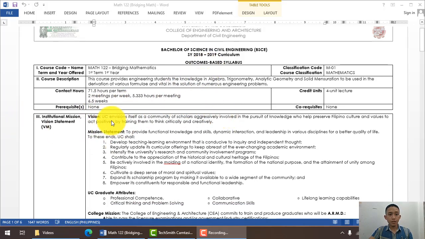So we have here your vision and mission of our university. Okay, I will not be discussing this one because it will take much of our time. So you can just read that one. By the way, I uploaded already this file. So please try to download and then read this one. Okay. So we have here your mission and vision of our university.